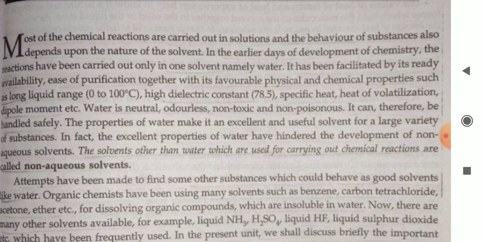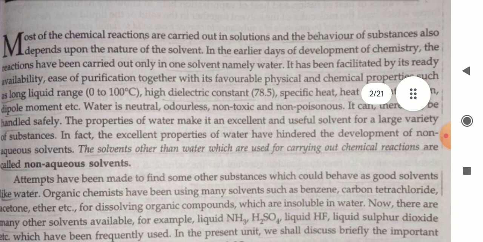vaporization, dipole moment, etc. Water is neutral, odorless, and non-toxic. It can therefore be handled safely. The properties of water make it an excellent and useful solvent for a large variety of substances. In fact, the excellent properties of water have hindered the development of non-aqueous solvents. The solvents other than water which are used for carrying out chemical reactions are called non-aqueous solvents.